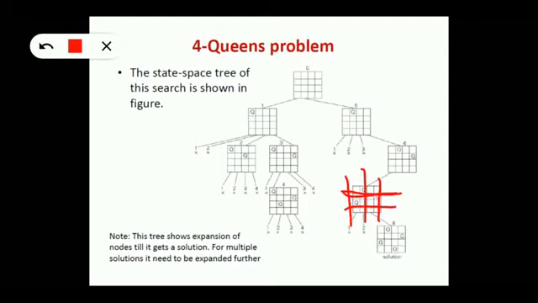Queen 3 is here, so you cannot make use of this diagonal. Queen 2 is here, so you cannot make use of this diagonal. So therefore, the only position that is left for queen 4 is the cell 4, 3. So we have placed all 4 queens such that they are not attacking each other.